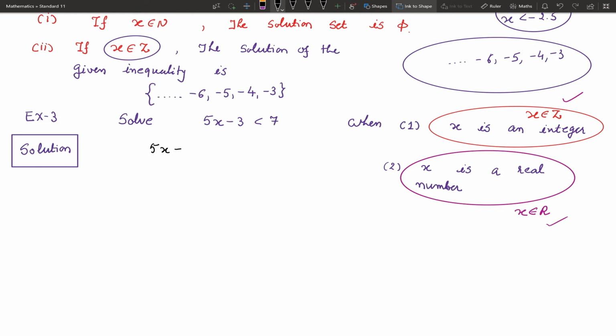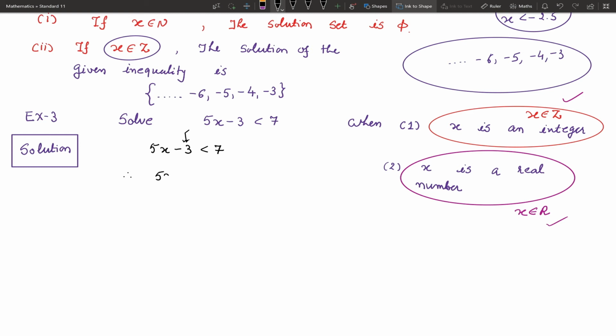5x minus 3 less than 7. Therefore, we add plus 3 to both sides. Why? We are going to get a clear-cut inequality for x. Here we have 5x minus 3, and for minus 3 its additive inverse is plus 3. So throughout we add plus 3.